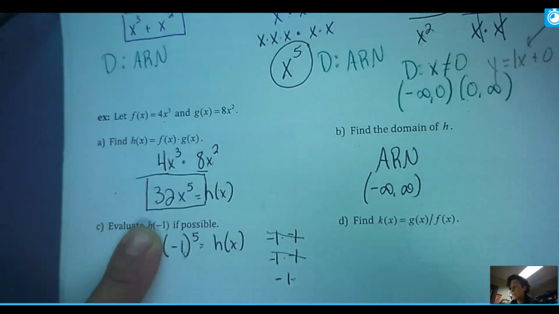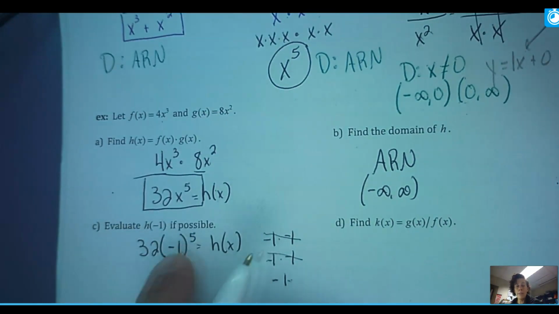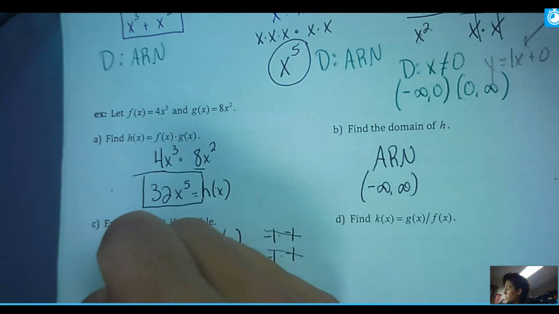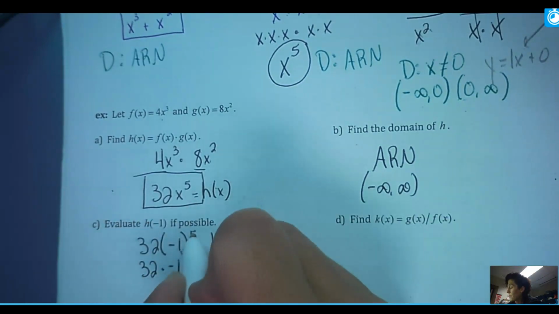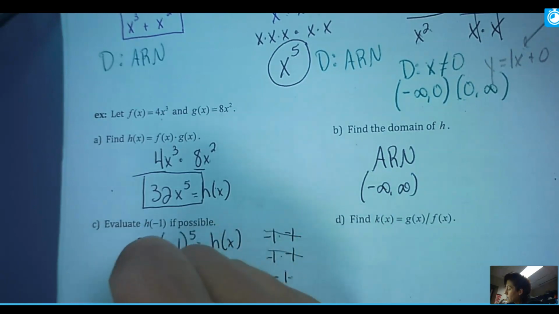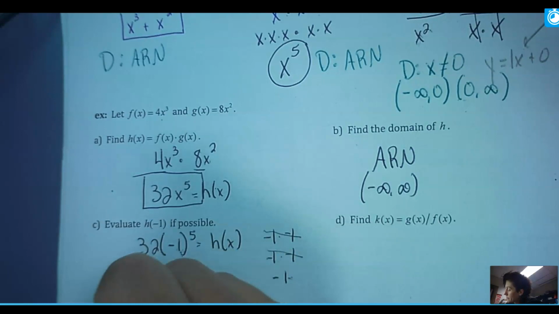When you do type it into your calculator, make sure you wrap that number, that base, in parentheses, just like you see it here. So anyway, I would have 32 times negative 1, because negative 1 to the 5th power is negative 1. And then when I multiply these, I get h of negative 1.